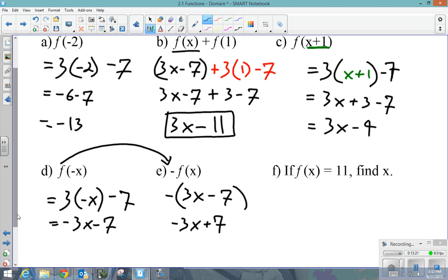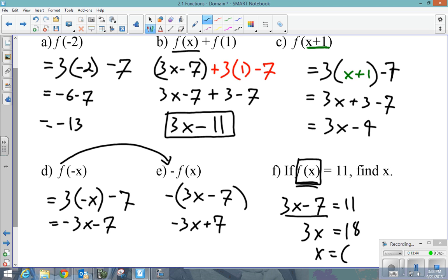If I want to find f of x equals 11, find x, well, I know that this piece here is equal to 3x minus 7. Set it equal to 11, so I'm just substituting in what I know about f of x. It's this. Find the x. Well, now I solve this out. I add 7 to both sides. I get 3x is equal to 18. And I get x is equal to 6. So I can say that f of 6 is equal to 11.